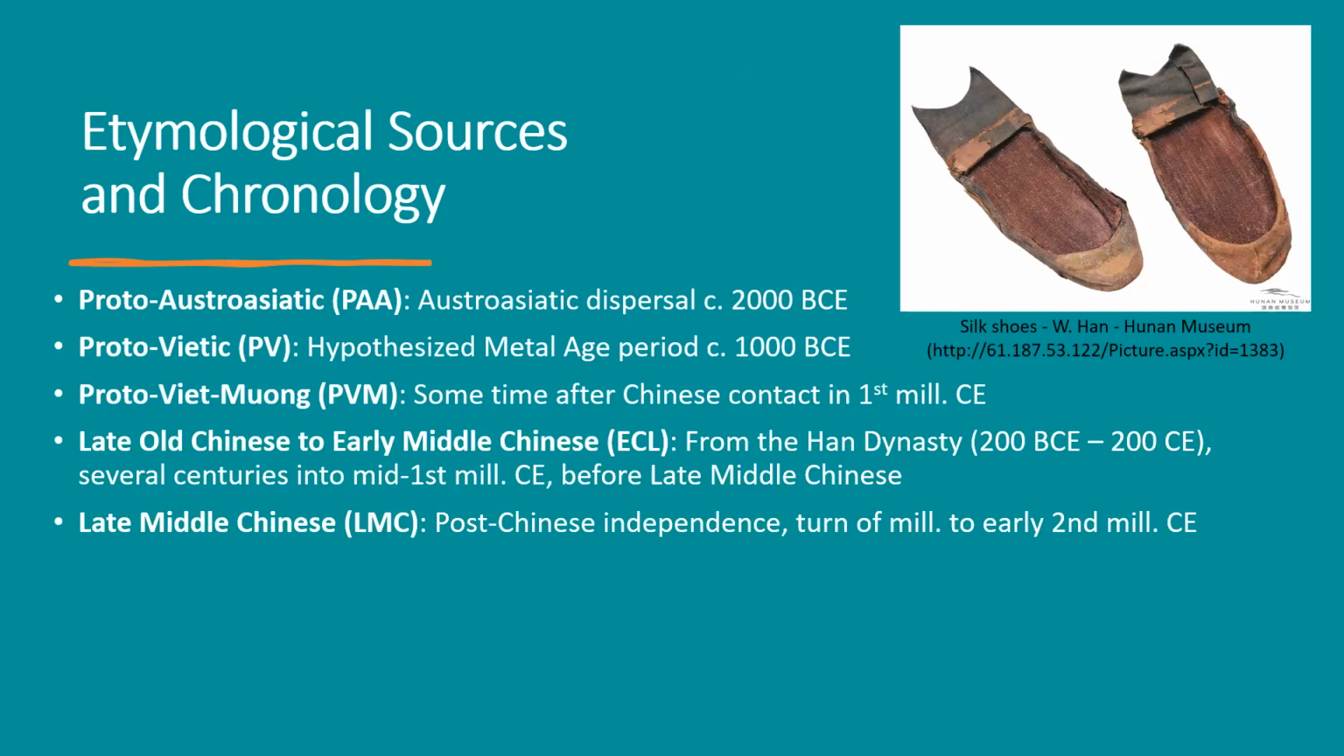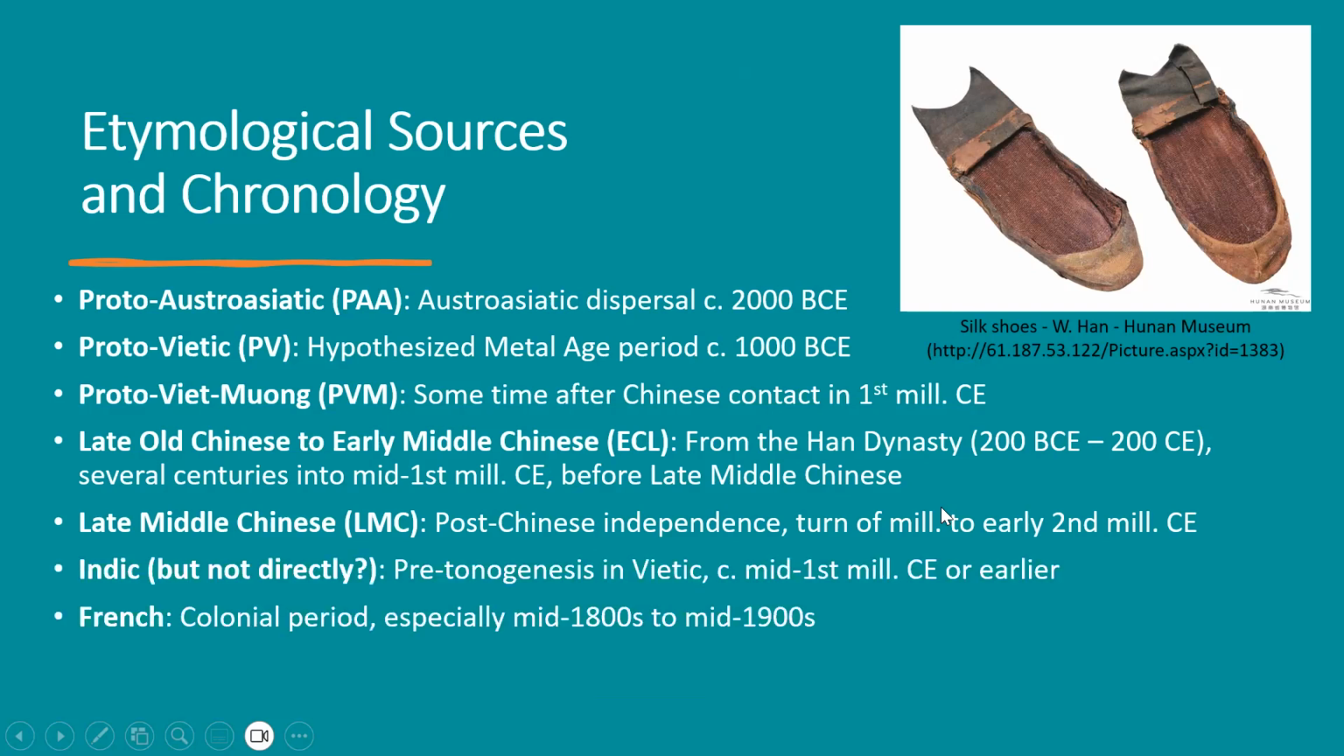Okay. As for loanwords, Chinese loanwords, I divide them broadly into early Chinese loanwords, which I'll abbreviate ECL, for this general period from the Han Dynasty throughout the first millennium, but basically before late Middle Chinese. Then late Middle Chinese, which is what we consider to be Sino-Vietnamese vocabulary proper, Chinese character readings. These are Chinese character readings, period.